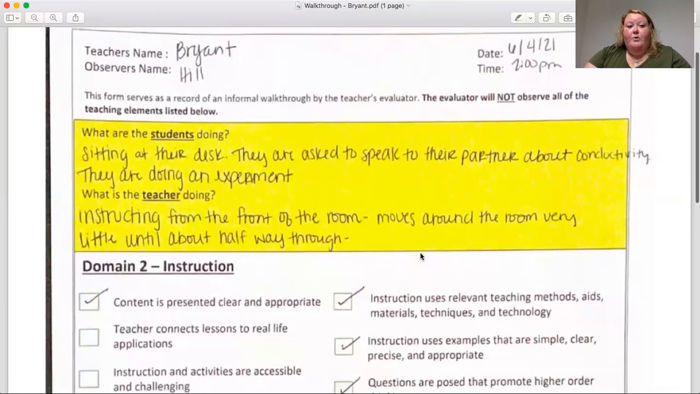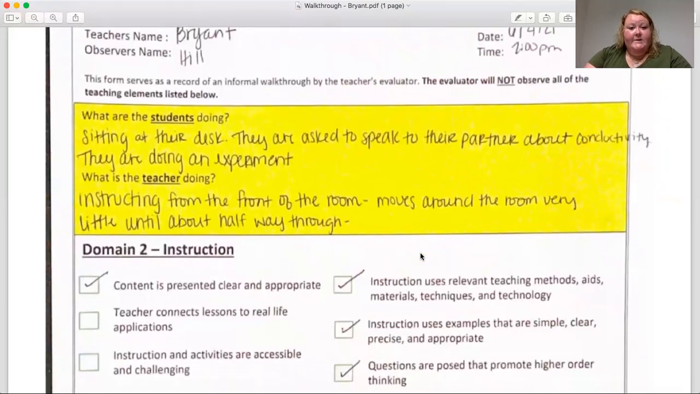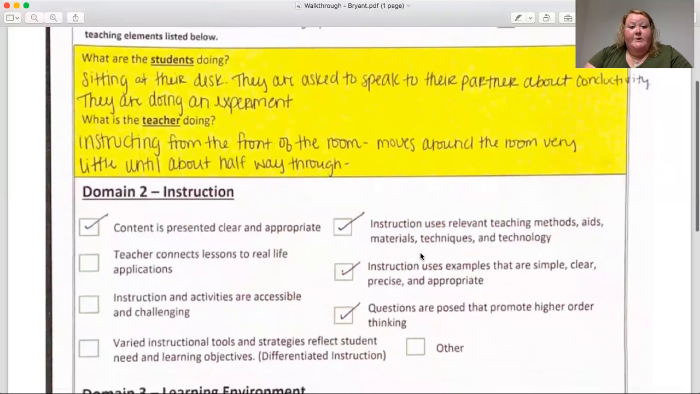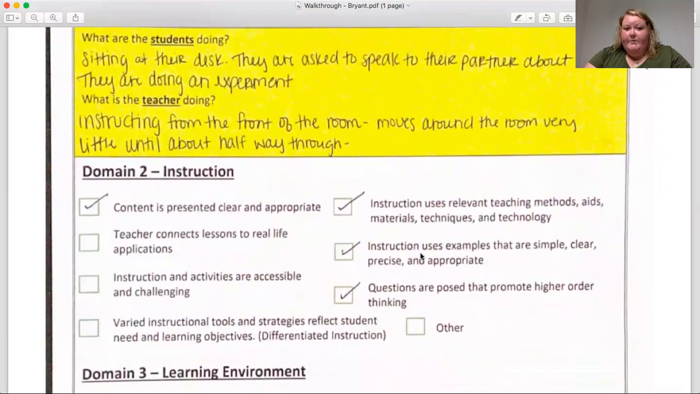Okay, so what I saw the students doing, they were sitting at their desk. At the very beginning, you spoke to them and you asked them to speak to their partner about what conductivity was. And then from there, they went into an experiment using the tools that you had provided with them and their computer. Okay, what you were doing, you were instructing from the front of the room. You did move around, but it wasn't more until later in the second half of the lesson. But you did move around the room towards the end of the lesson.